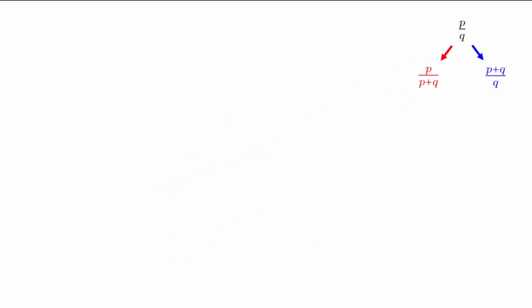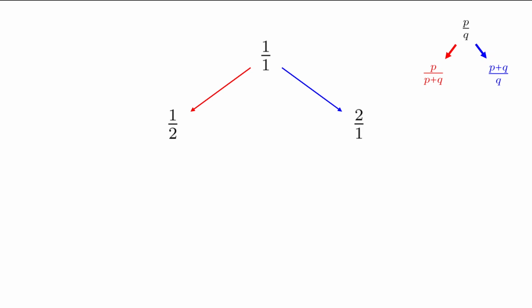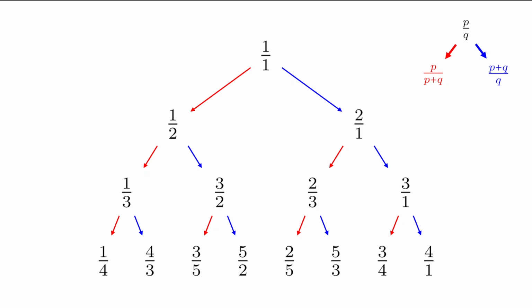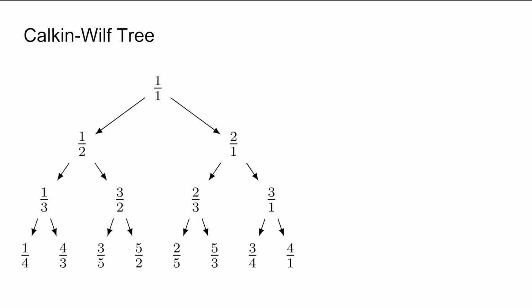Let's see what we get when we apply these operations to the fraction 1 over 1. From the left rule, we get 1 over 1 plus 1, which is 1/2. And from the right rule, we get 2 over 1. And we can apply these rules again to get more fractions, and so on. This structure is called a tree, and this one is called the Calkin-Wilf tree, named after the mathematicians who discovered it.